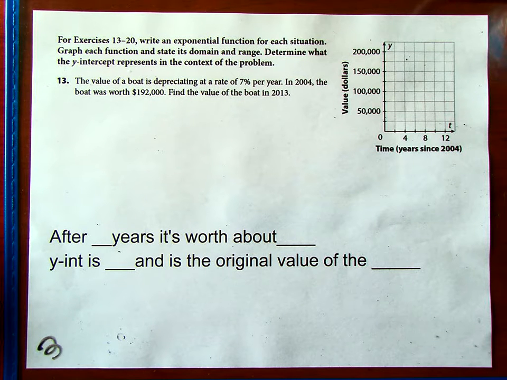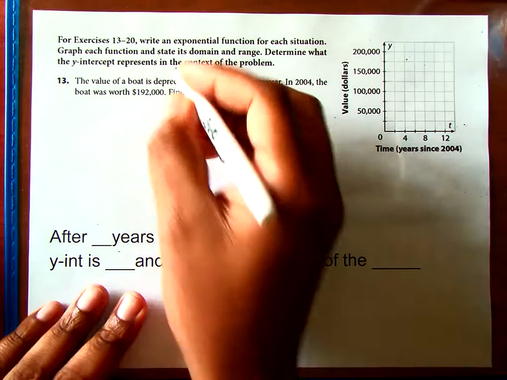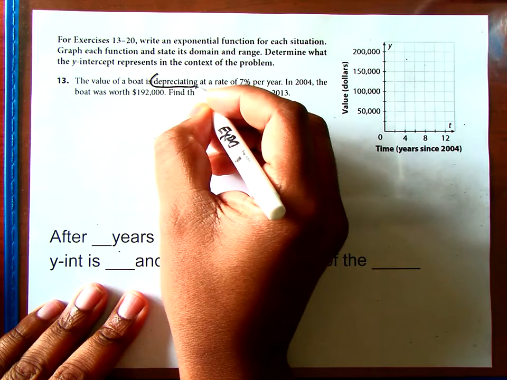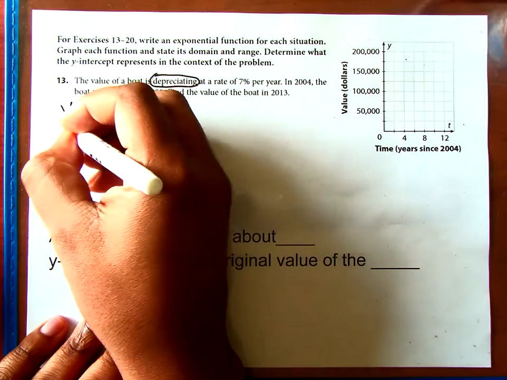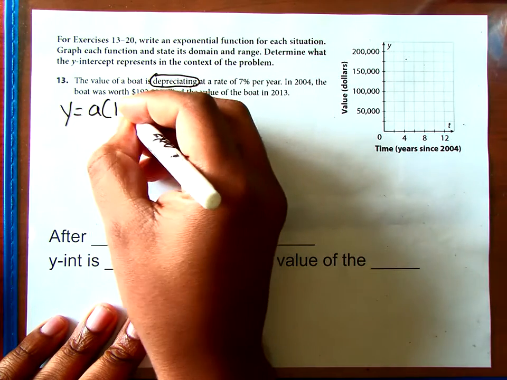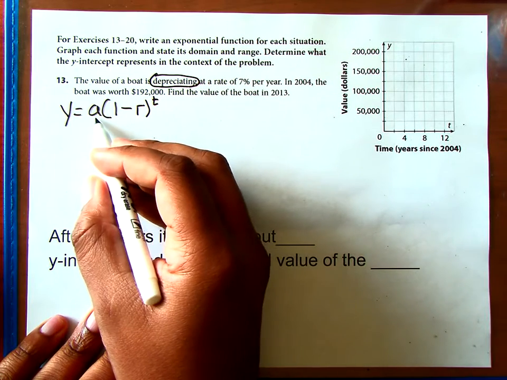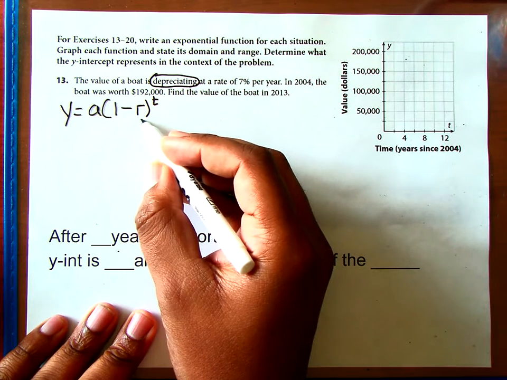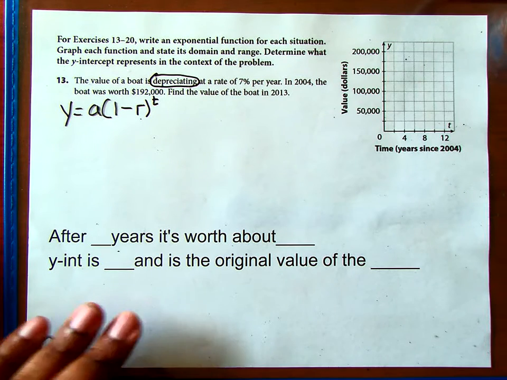So what we want to do is use the exponential functions. And since this is a decay, we're going to use the decay function. So right here, I know it's decay because it's depreciating. So I'm going to use my y is equal to a times 1 minus r raised to the t, with a being my original amount, r being my rate, and my t being the time, how many years I'm going to depreciate.